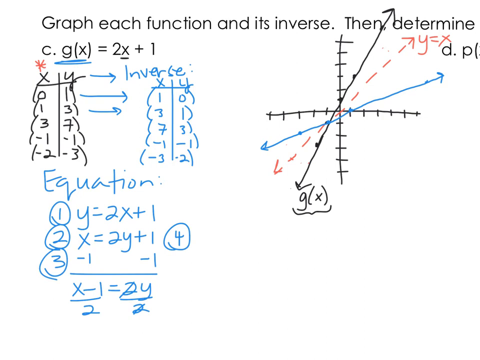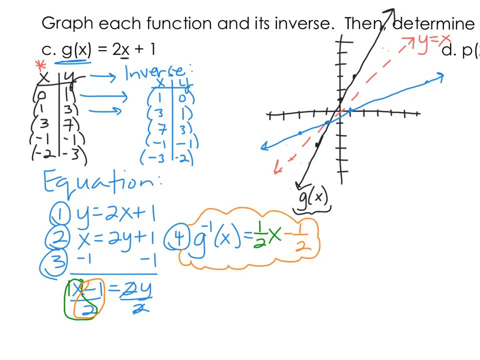Remember, our function was g of x, making our inverse g inverse of x. And then we have to simplify again. So this is something that we have to recognize from before. We take the x over the denominator, and technically the number in front of x is 1, which means our slope is 1/2. And then we take that last part, the negative 1 over 2, and that's technically our y-intercept. So our function equation for the inverse is g inverse of x equals 1/2 x minus 1/2.